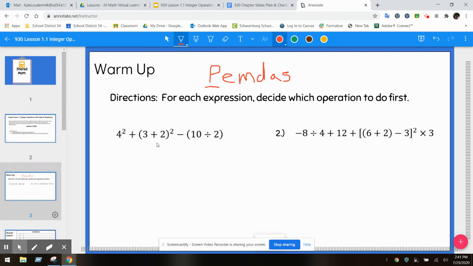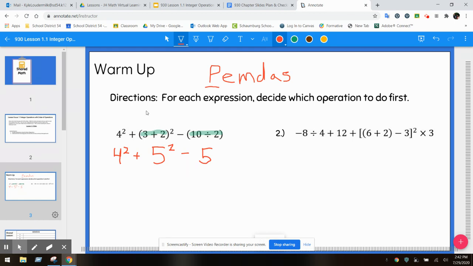So following along that line, I need to start on this problem with what's inside the parentheses. So I'll highlight the parentheses. Those are the first two steps I'm going to do. I'm going to rewrite 4 squared plus 3 plus 2 is 5 squared minus 10 divided by 2, which is also 5. So first step complete. And I write it right underneath. That's how I organize it. Hopefully you guys are doing something similar.